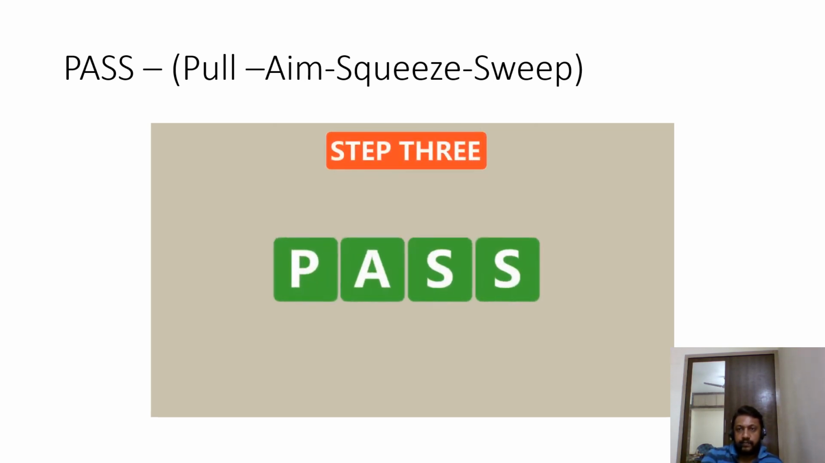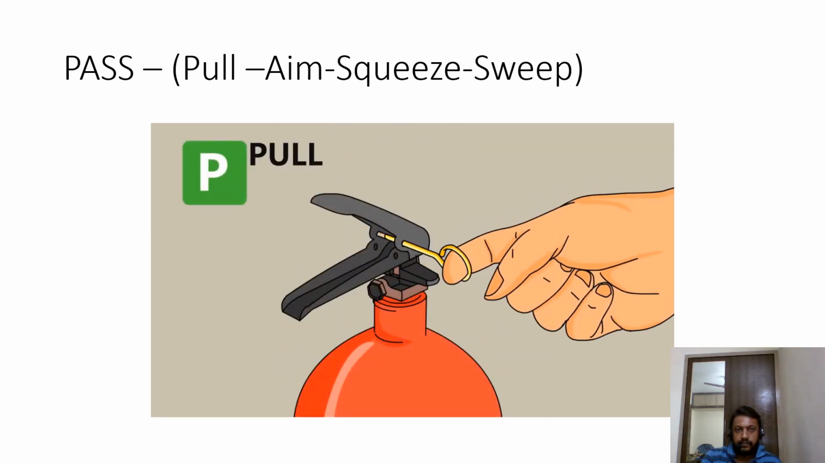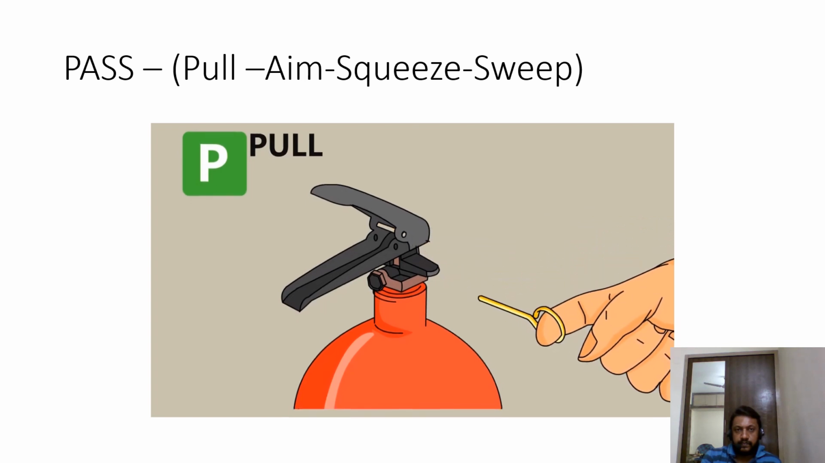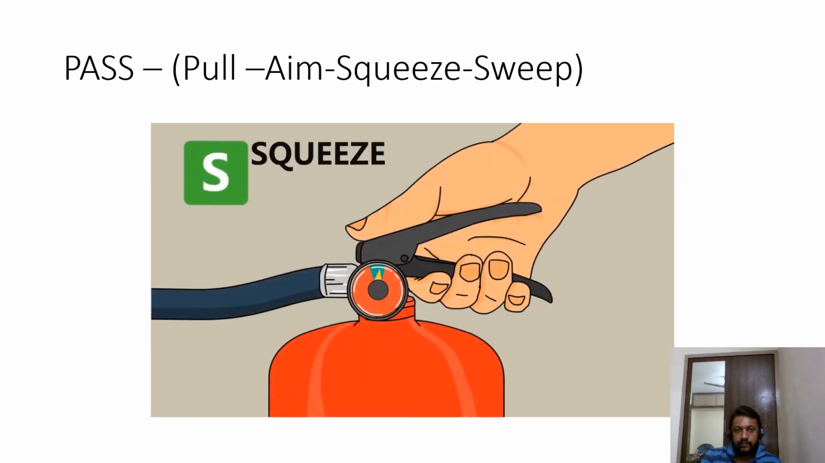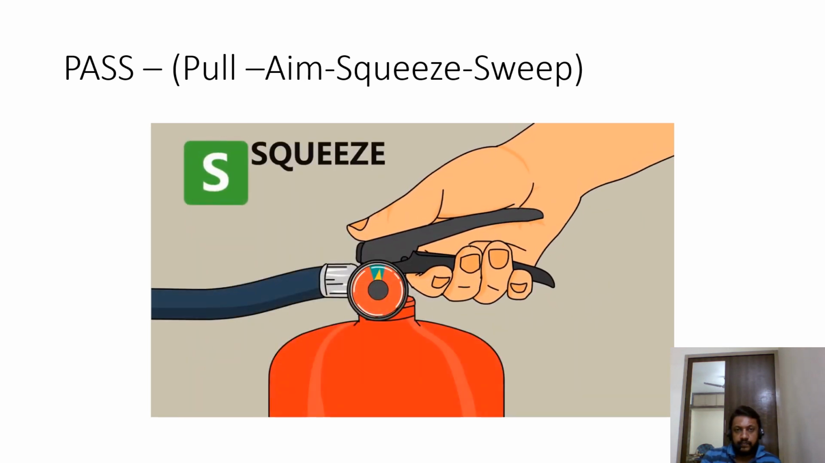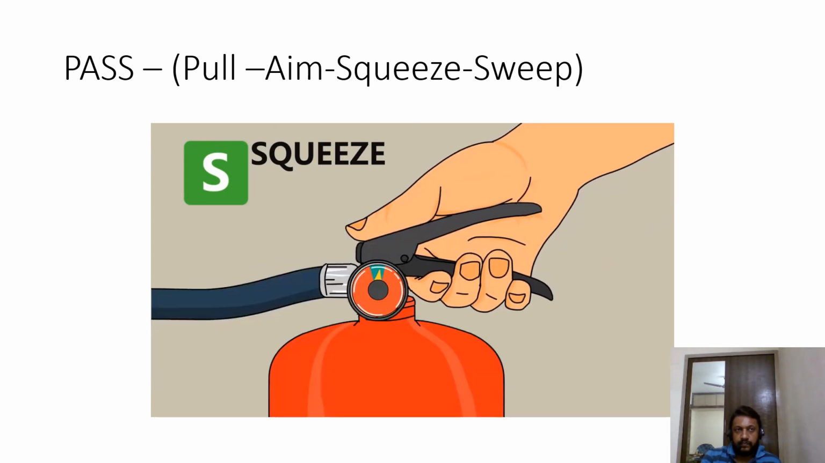Use the PASS method to put out the fire. P: Pull the pin so that you're able to discharge the extinguisher. A: Aim the extinguisher nozzle at the base of the fire. S: Squeeze the lever to discharge the extinguishing agent. Releasing the lever will stop the discharge.